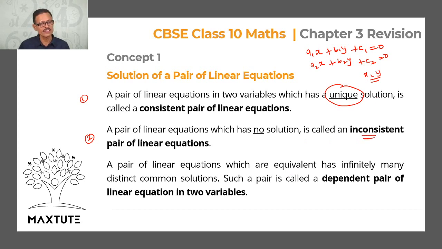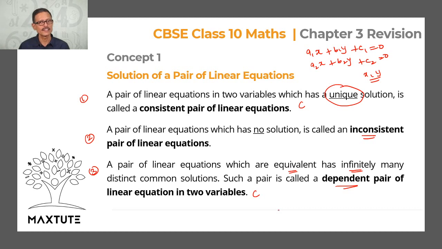This is one solution, this is 0 solution, then there is a possibility of having infinitely many solutions. A pair of linear equations which are equivalent, we'll understand what this means in a little while, not to worry right now, will have infinitely many distinct common solutions. Such a pair is called a dependent pair of linear equations in two variables. This is also a consistent system. This is also a consistent one. The second one is the inconsistent one.